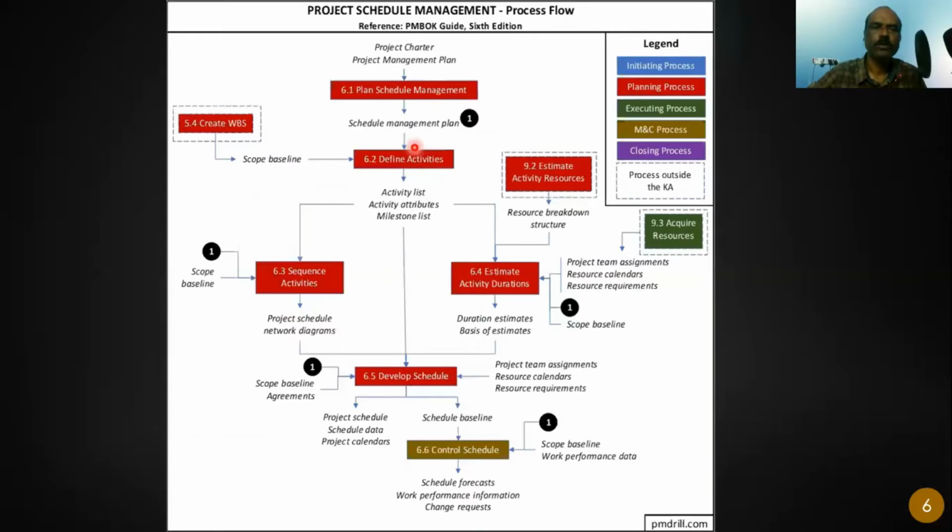Now going further, the outputs from defining activities, there are three major outputs. One is the activity list. Second is activity attributes. The third is the milestone list. So what is activity attributes? Attributes means the properties of activities. So what are the properties we want to include? What are the properties that are important that we need to capture? We will capture them later, but now we need to define what the properties are.